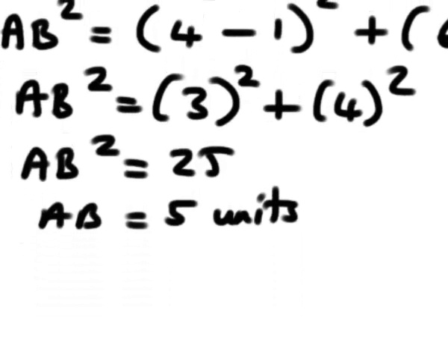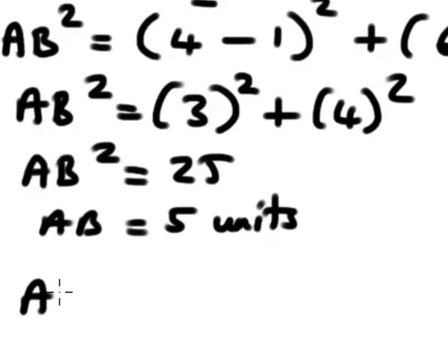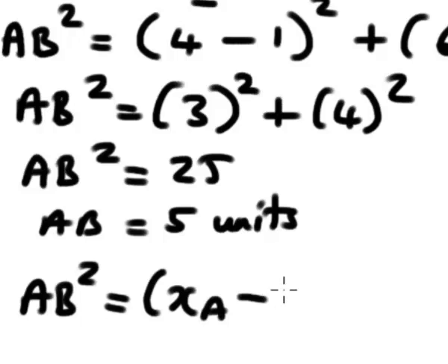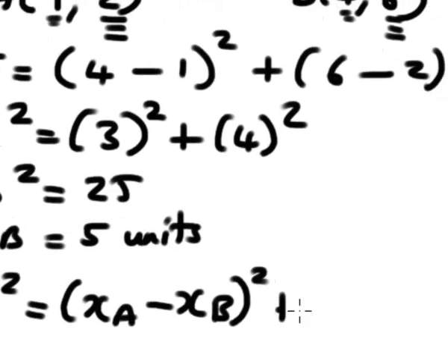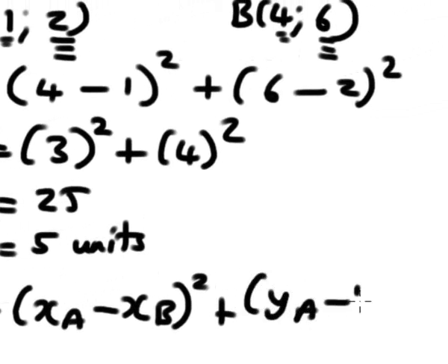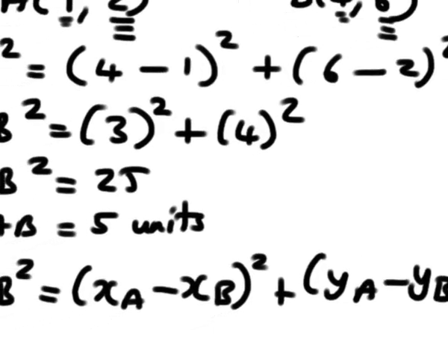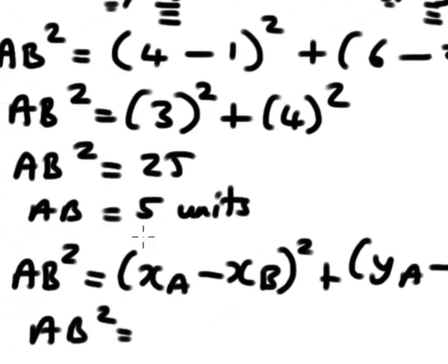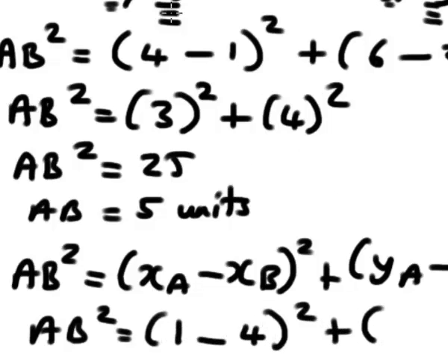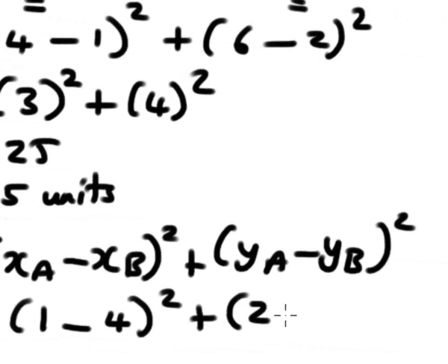There's no reason why you can't say AB squared is equal to, watch this, you could also say the x of A minus the x of B squared, plus the y of A minus the y of B squared. Look how it works. If you look at AB squared, the x of A is 1, minus the x of B is 4, and the y of A is 2, and the y of B is 6. Now look at that.